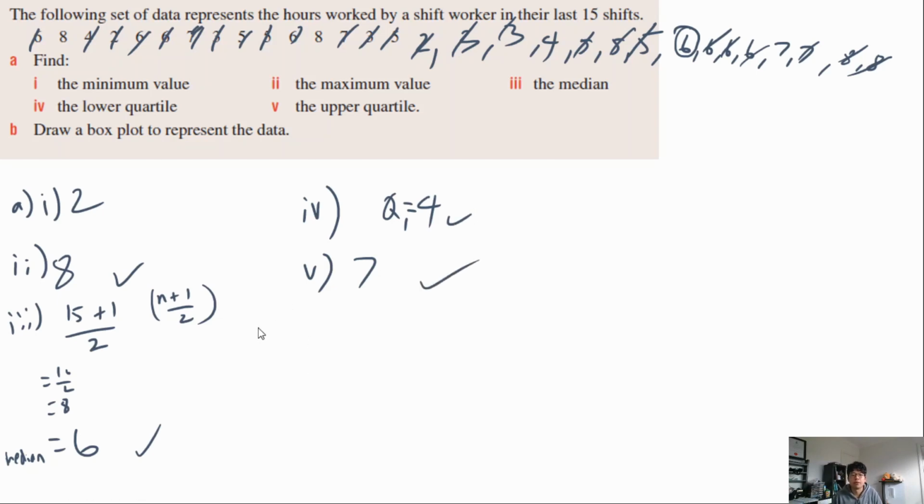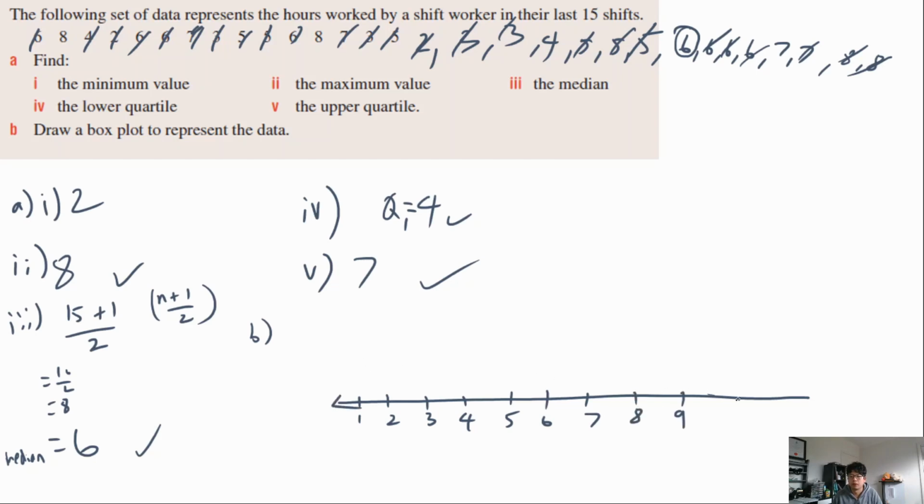Alright, now question B, draw a box plot to represent the data. So you've got all the data now. I'll just draw a scale again. Let's just go from 1 to 9. Hopefully this line's big enough. 2, 3, 4, 5, 6, 7, 8, 9. Yep, that was plenty big. I'll just draw that around here.